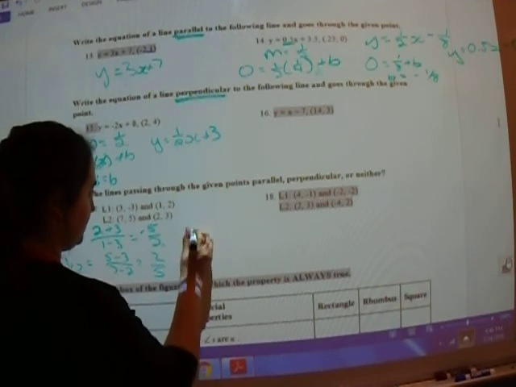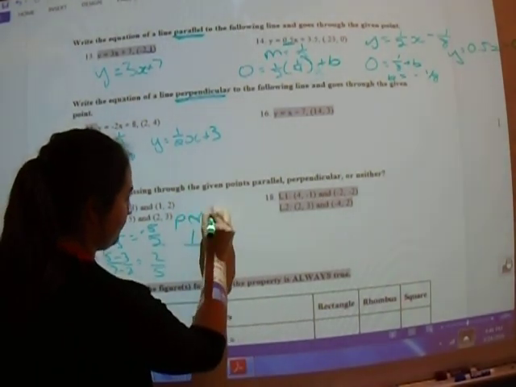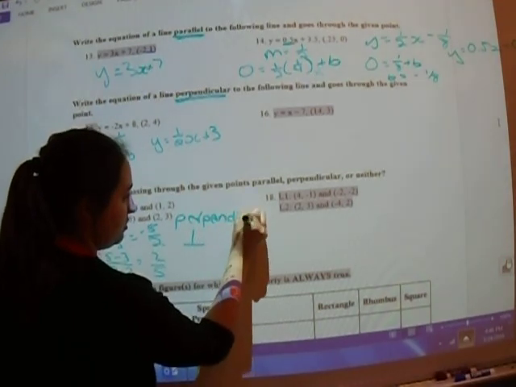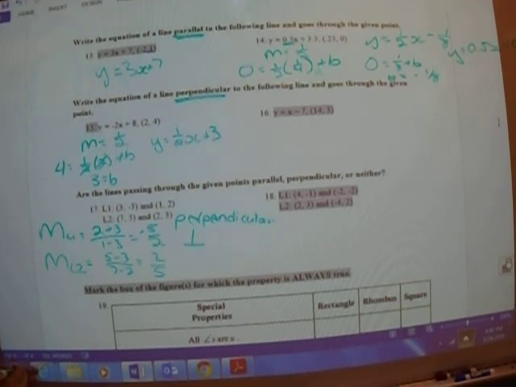So these are perpendicular, all right? That's the sign for perpendicular, or you can write it out, whatever. Okay? So that's how you do that.